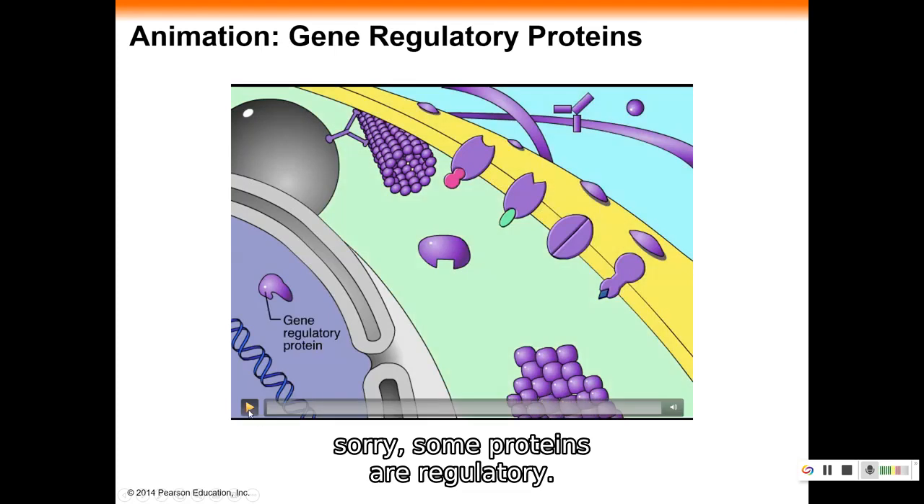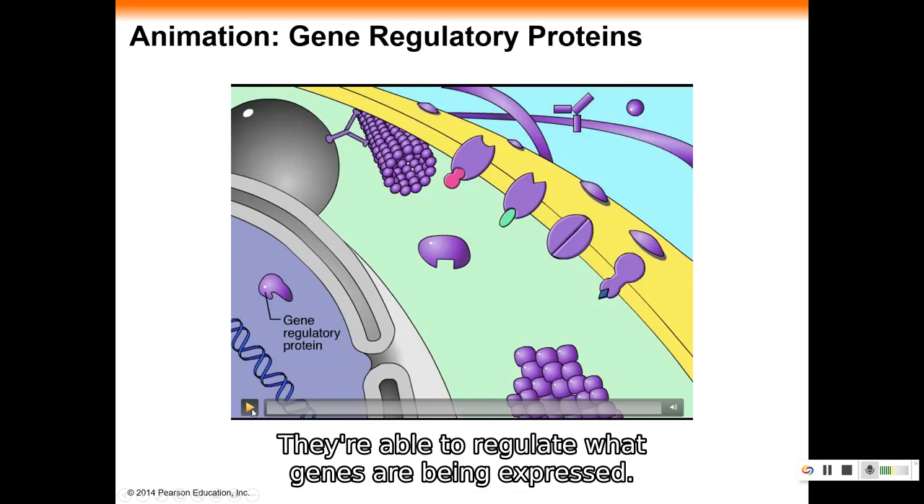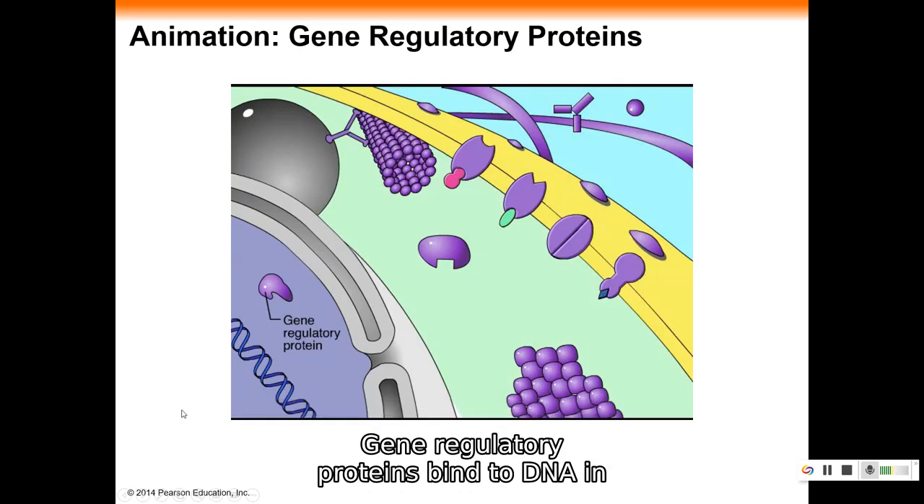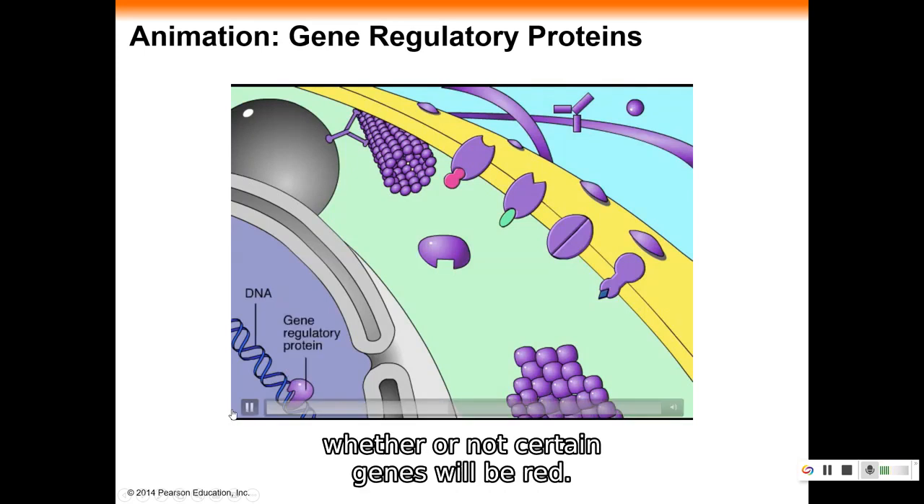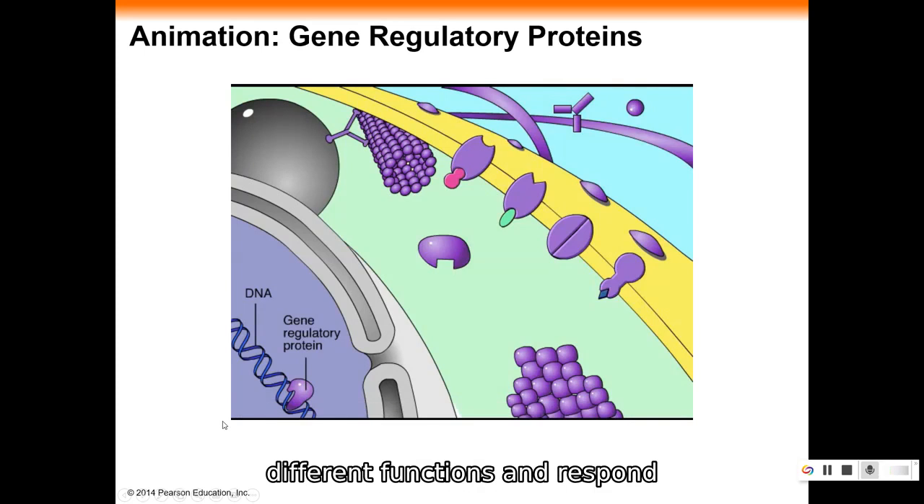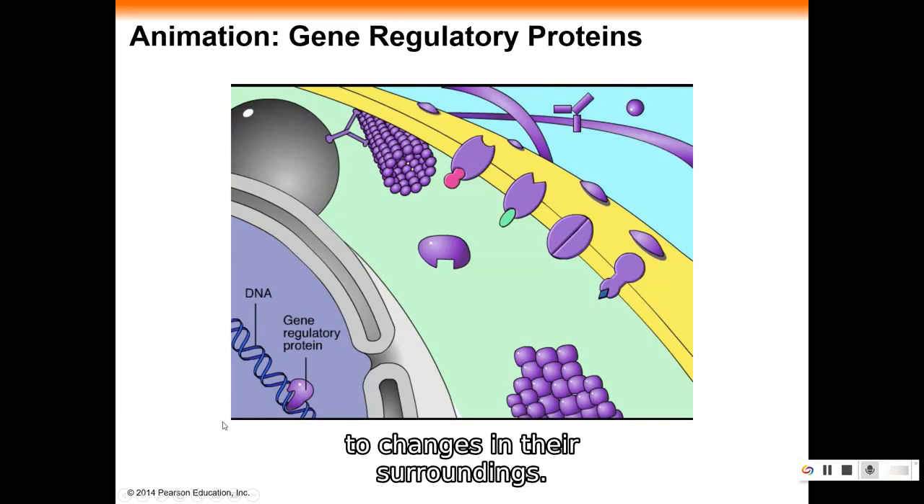Some proteins are regulatory. They're able to regulate what genes are being expressed. Gene regulatory proteins bind to DNA in particular locations and control whether or not certain genes will be read. This allows cells to become specialized for different functions and respond to changes in their surroundings.